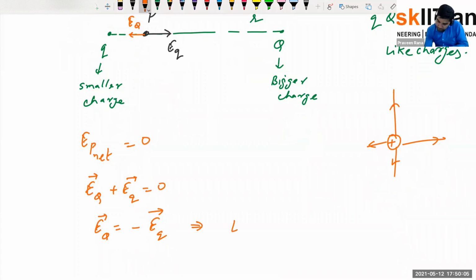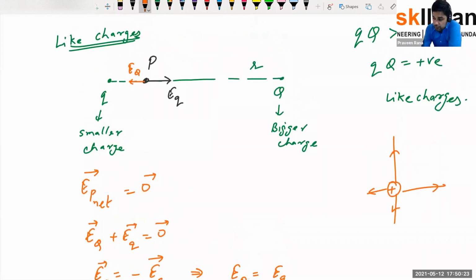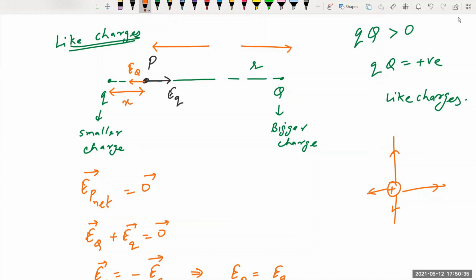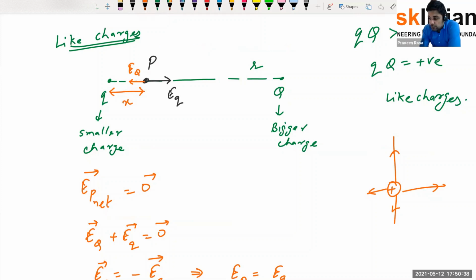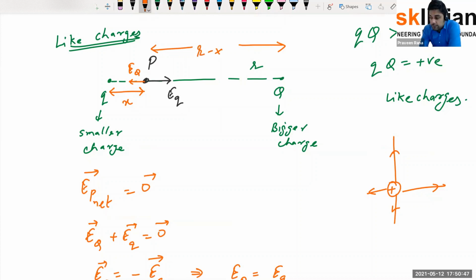So if the electric fields due to these charges are equal in magnitude, then the net electric field at P would be 0. Agreed? Now, let's say the total distance was r, and I am assuming that the distance from the smaller q is x. What is the value of the distance between P and capital Q? R minus x. Exactly.